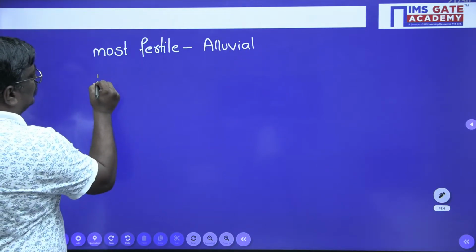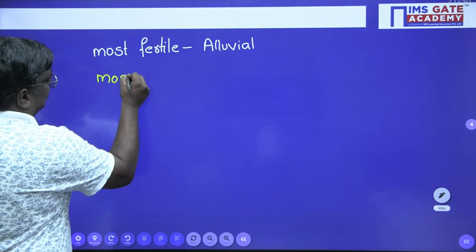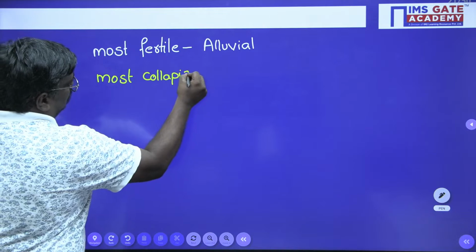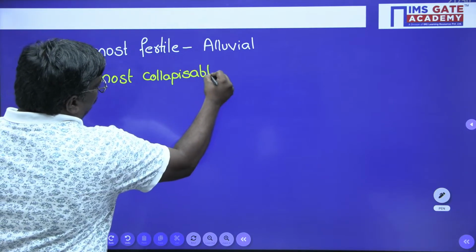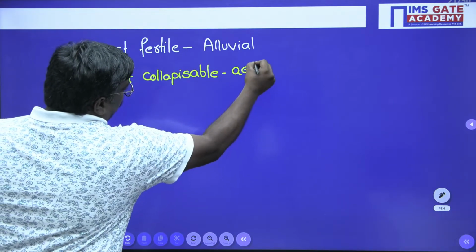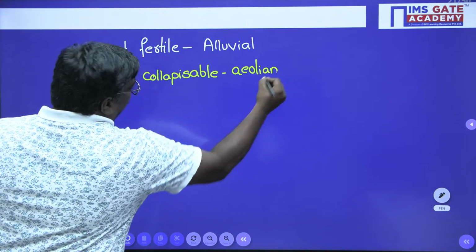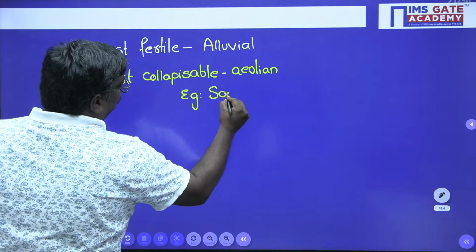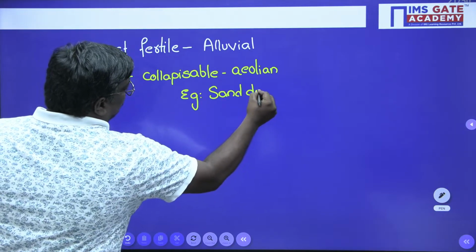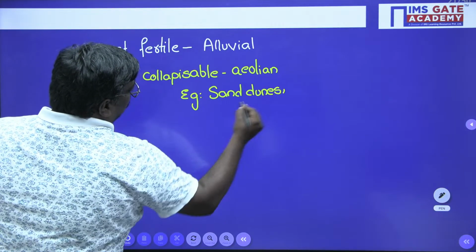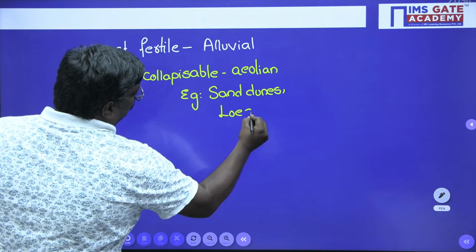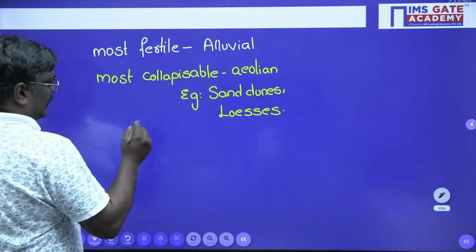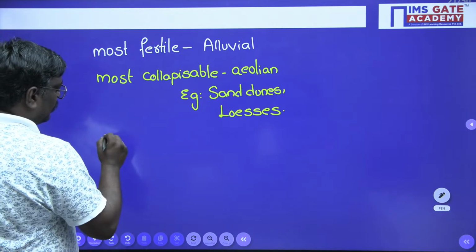They can ask you which is the most collapsible soil. This is the most collapsible soil: it is aeolian soils. What are the examples of aeolian? They can ask you. Sand dunes and loess. These are observed in deserts. Sand dunes and loess are the type of soils which are observed in deserts.